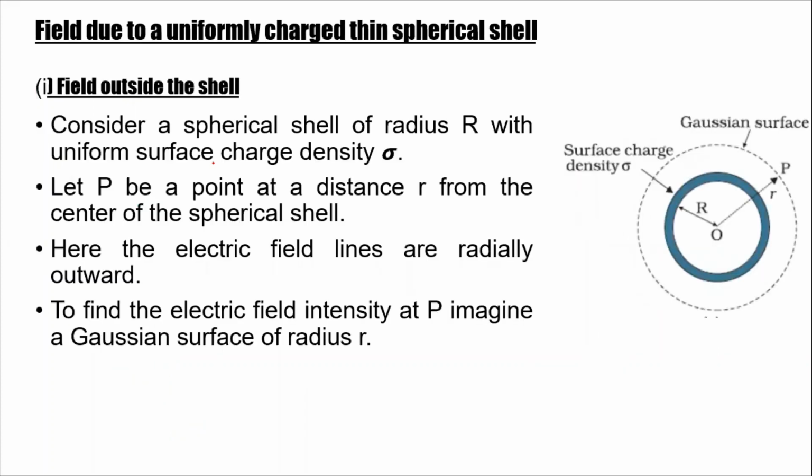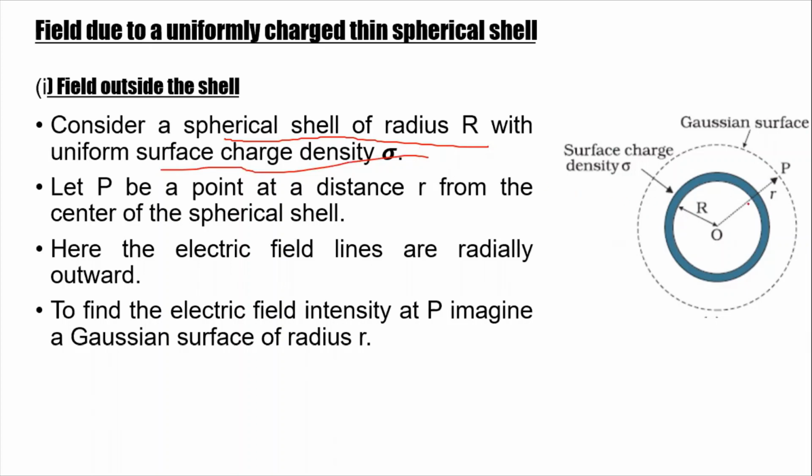Now coming to the third one, electric field due to a uniformly charged thin spherical shell. You all know a shell, right? Shell means it is hollow inside. So here also we will account for surface charge density. We are taking a spherical shell of radius R with uniform surface charge density sigma.